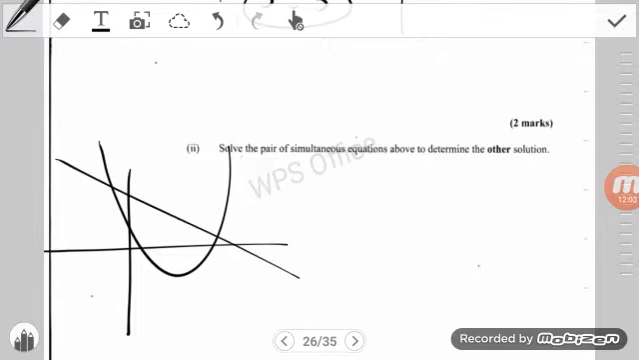So what's basically happening here is that we already know that x is 1 and y is 2. We already know one value for x and one value for y, but there is also another value for x and another value for y that satisfies the equations also.